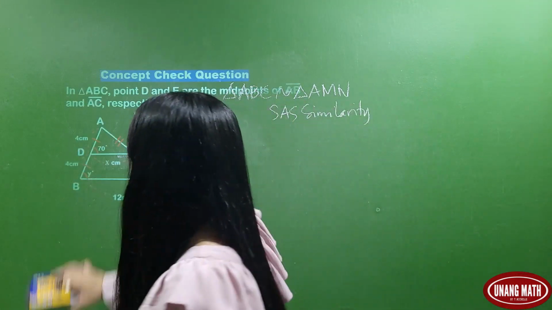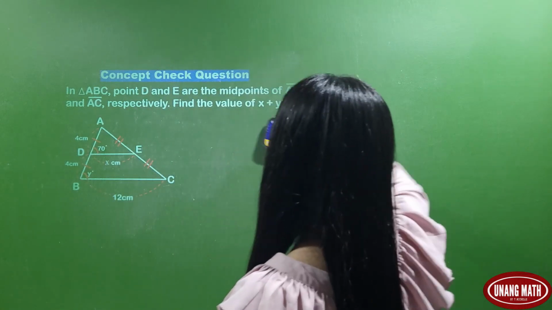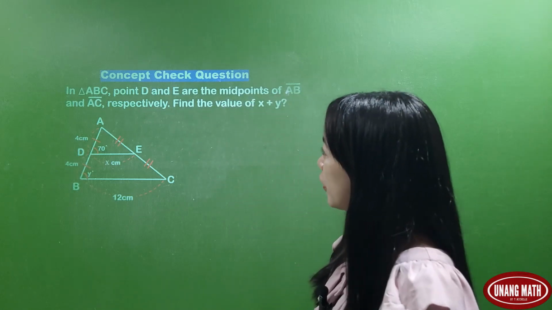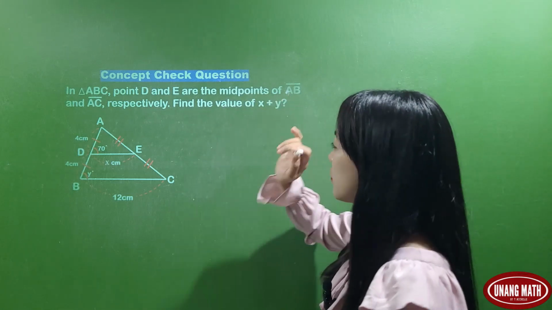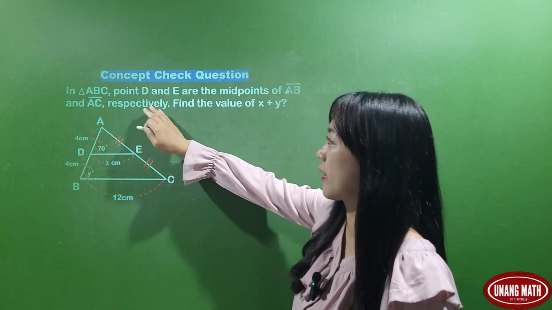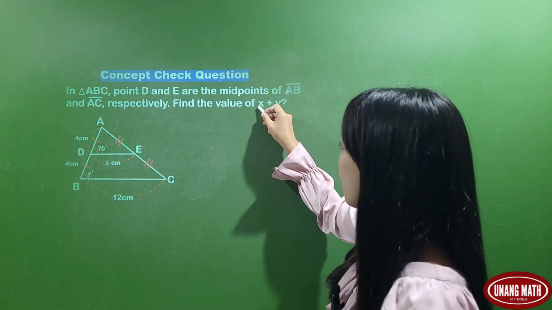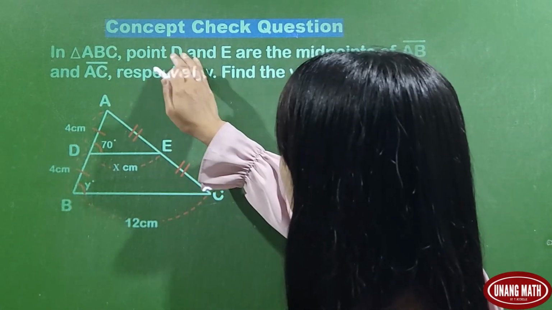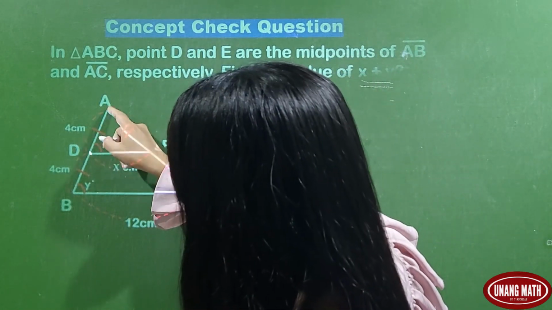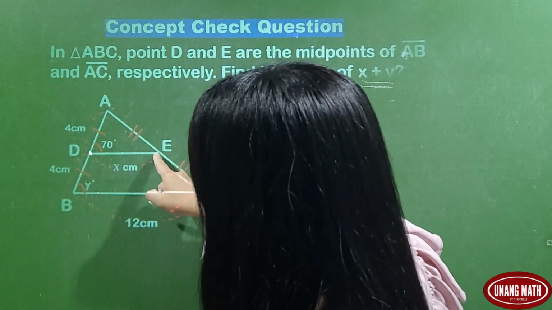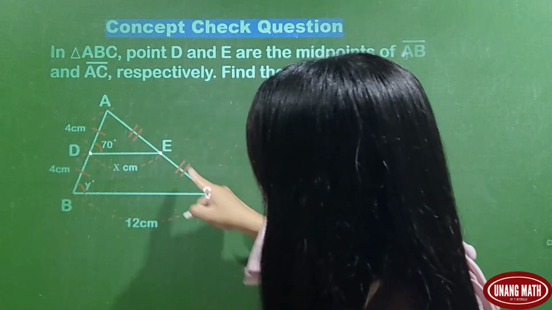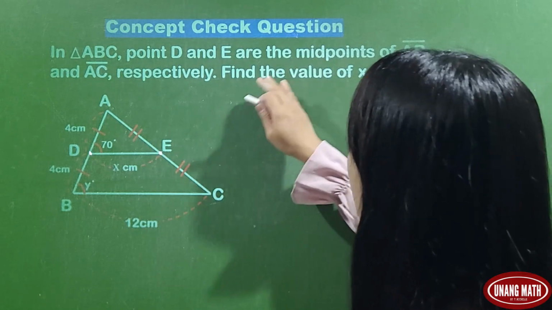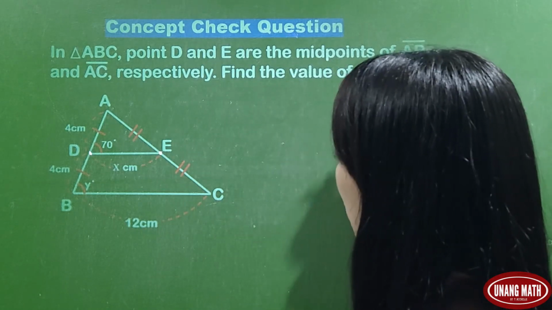Okay, now let's give an example by answering this concept check question. In triangle ABC, points D and E are the midpoints of segments AB and AC respectively. We will find the value of x plus y. So this is our figure. Point D is the midpoint of segment AB. E is the midpoint of segment AC. We will find the value of x and y.